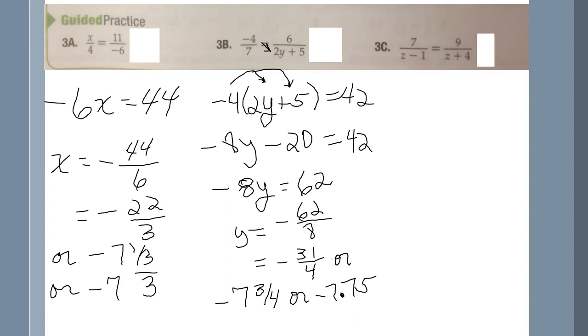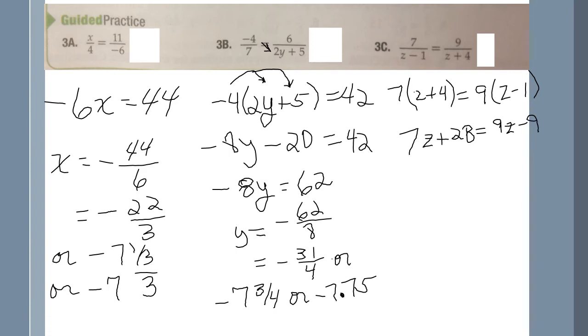Okay, last problem here. So we'll go with 7 times z plus 4 equals 9 times z minus 1. So 7z plus 28 equals 9z minus 9. We'll subtract 7z from each side. So we end up with 28 equals 2z minus 9.